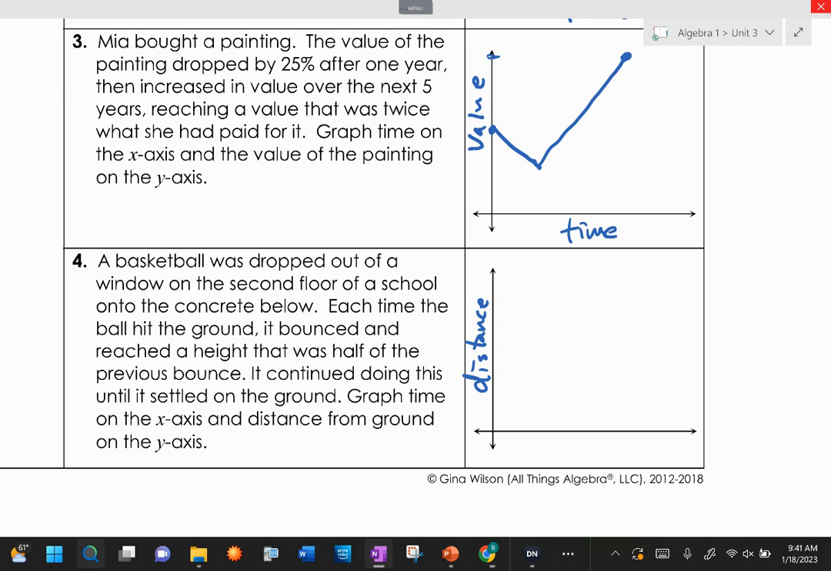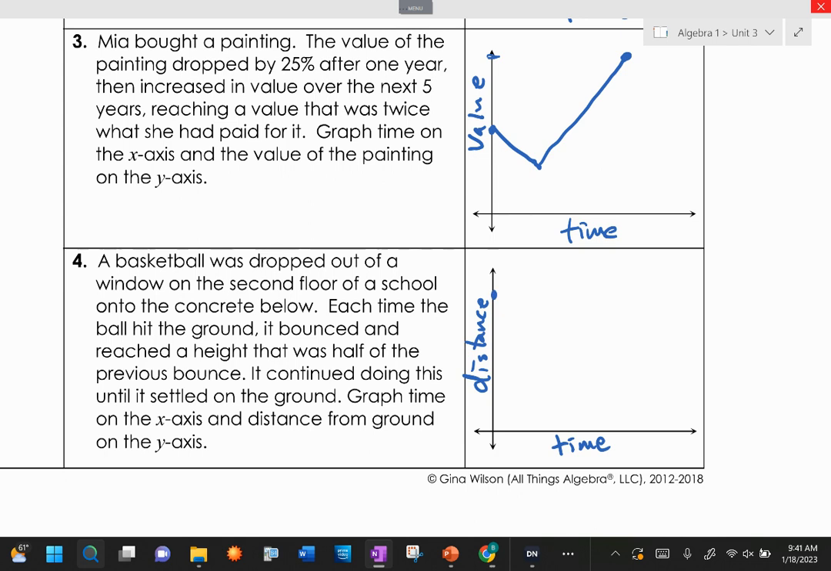And this is distance from the ground, also known as... Nice. Okay, so where do we need to start? Yeah, maybe like right here.